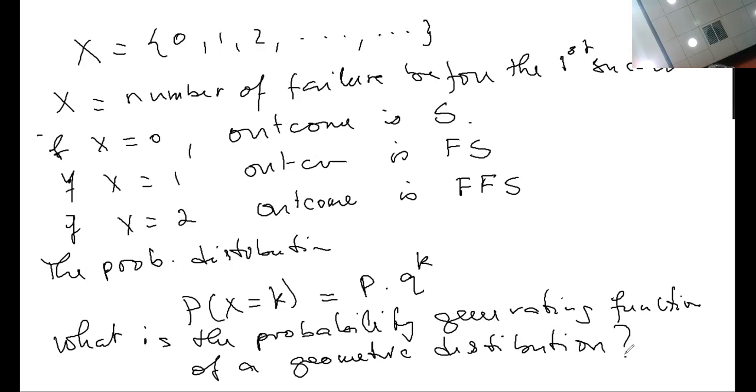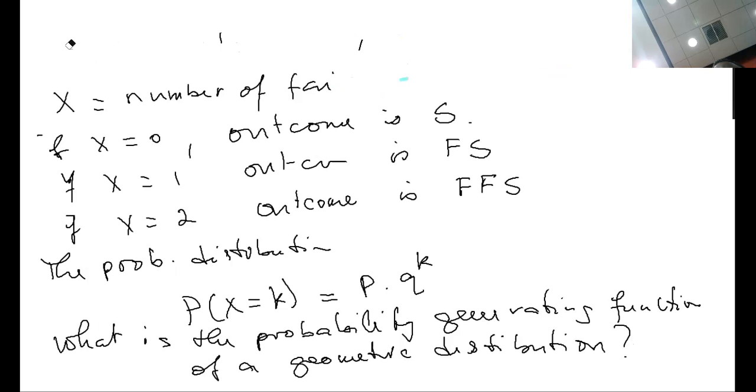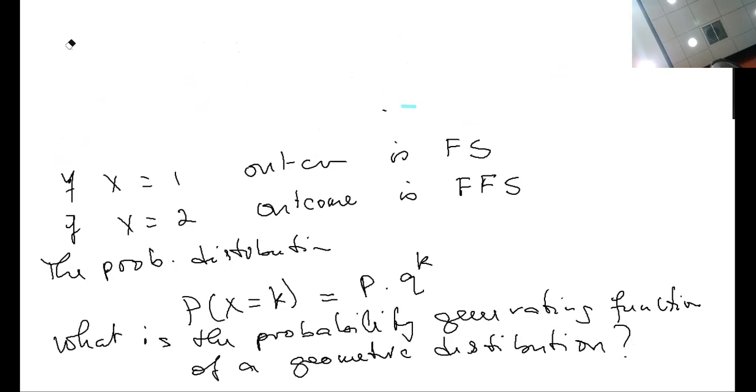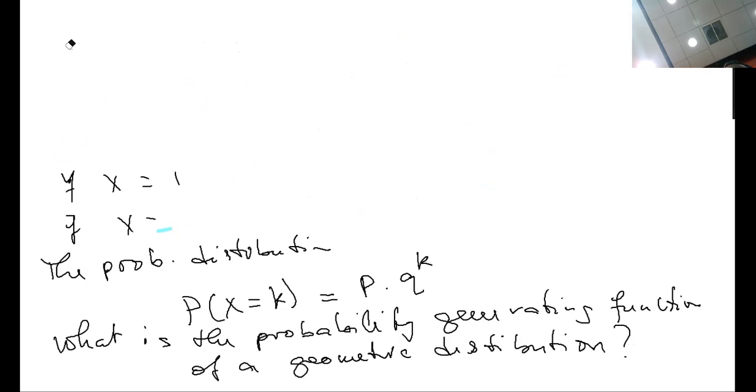What is the probability generating function of a geometric distribution? We could do the same for a binomial distribution, but it wasn't very useful in the proof. But this is going to make our proof easy as we define the probability generating function.